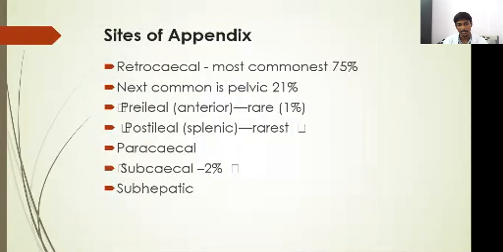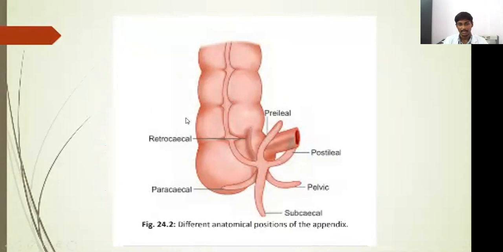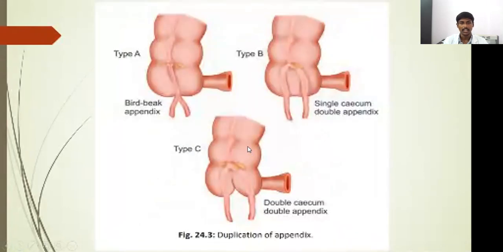These are the sites where the appendix can be placed. Paracecal and subcecal account for 2%, and subhepatic. These are the sites in which we can locate it, and the most common, as we have seen above, is listed here. Retrocecal is behind the cecum; pre-ileal, posterior, pelvic, subcecal, paracecal, and subhepatic are seen in some cases. These are the types where duplication of appendix can occur.